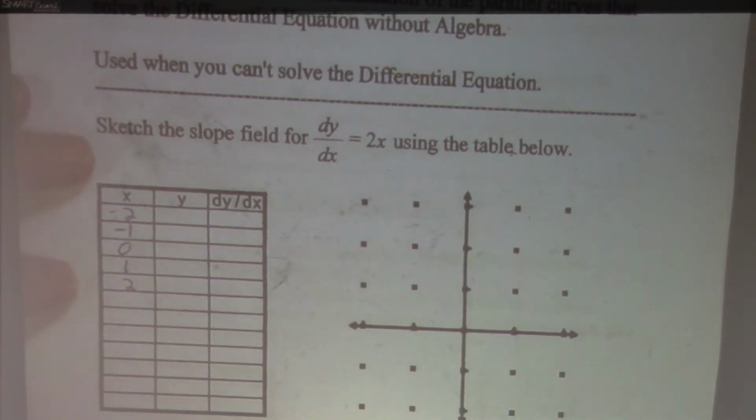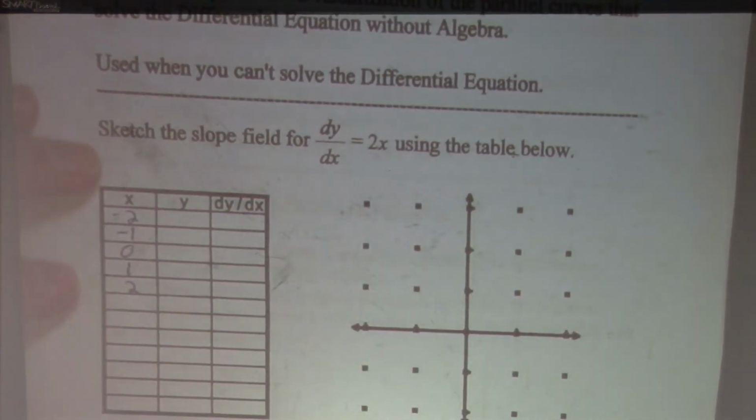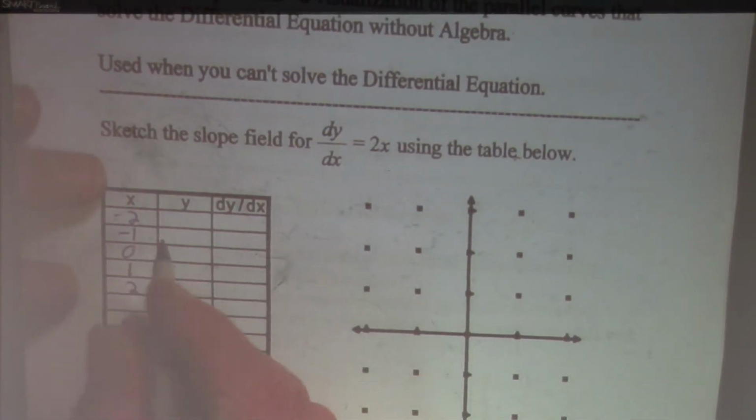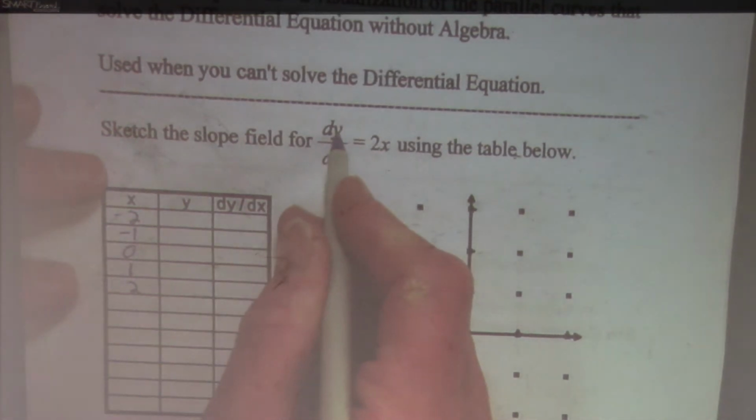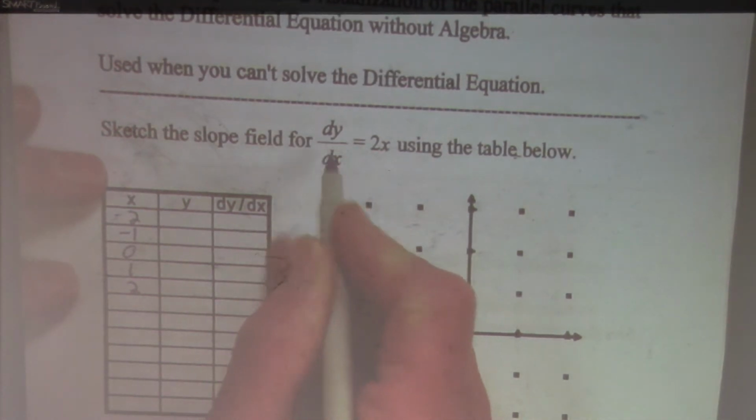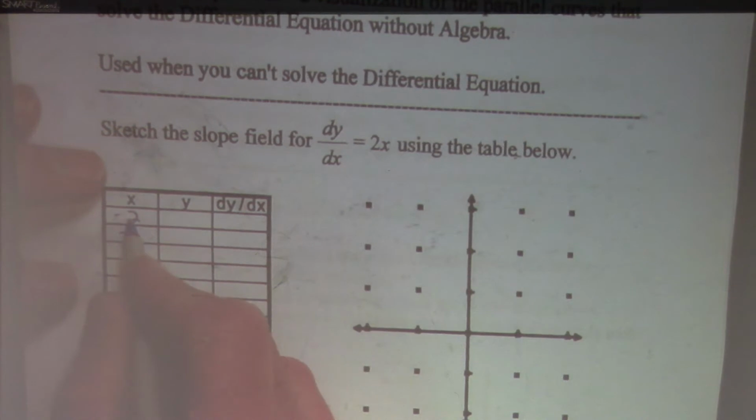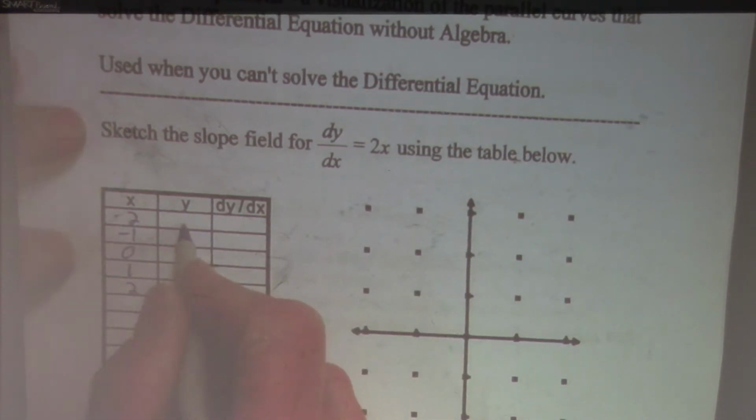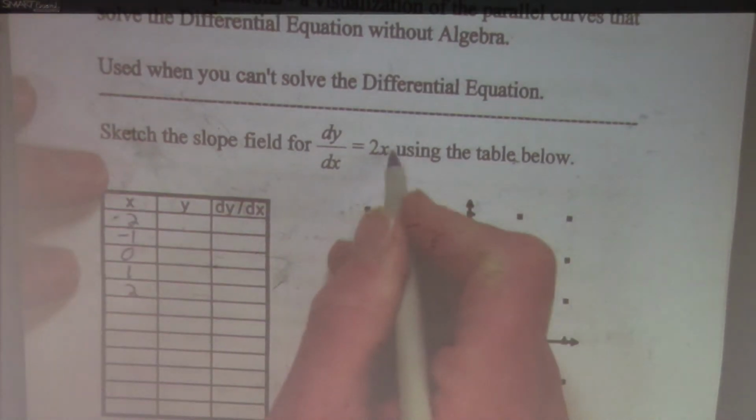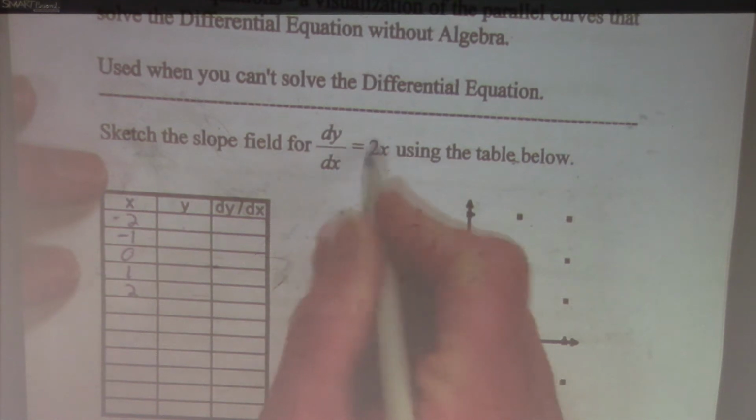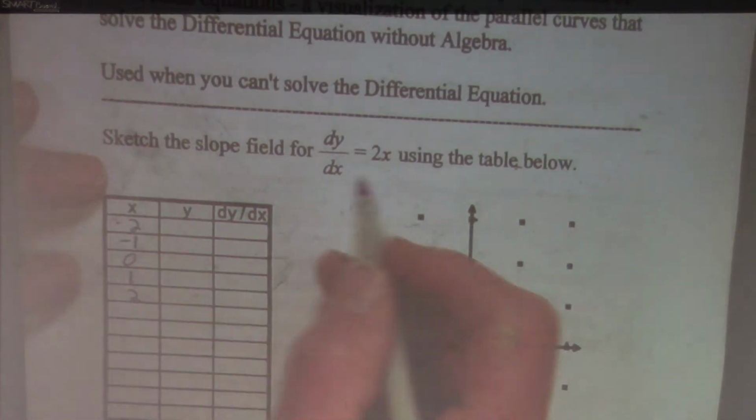Now, why do I not need other points along the way here? I think you're going to see that in just a second. Let's go ahead and find the slope of the tangent line. Let's find the value of the derivative when x is -2. Notice I haven't put in anything for y here. And the reason is this particular differential equation does not have any y's in it. So it doesn't matter what y is.